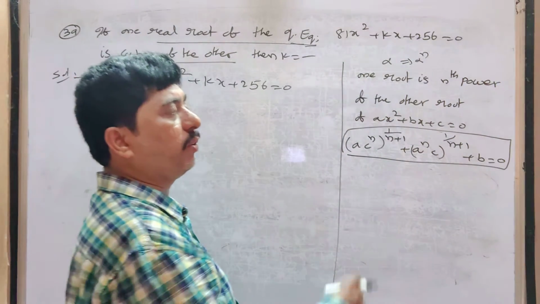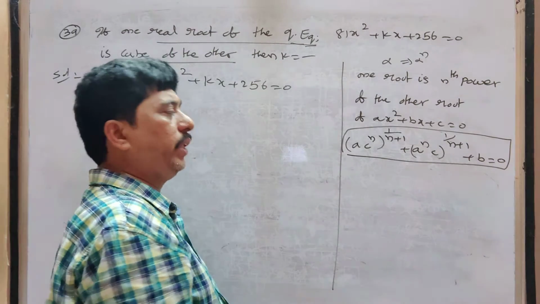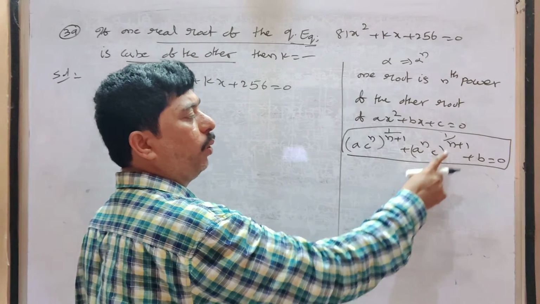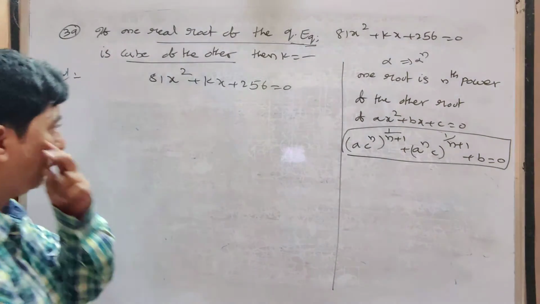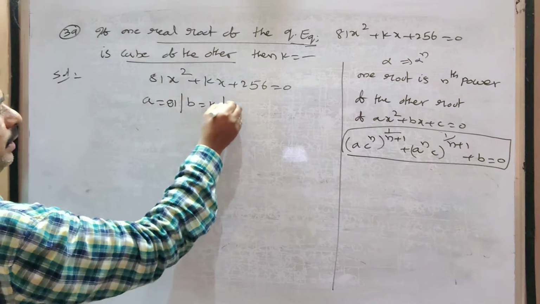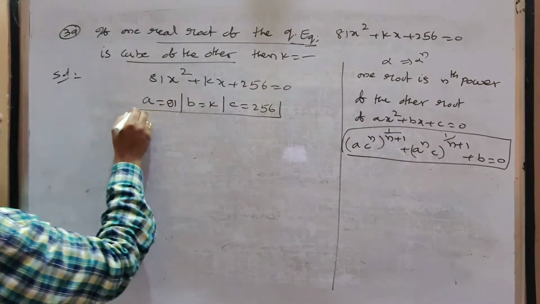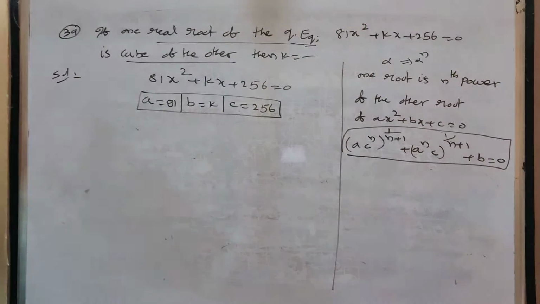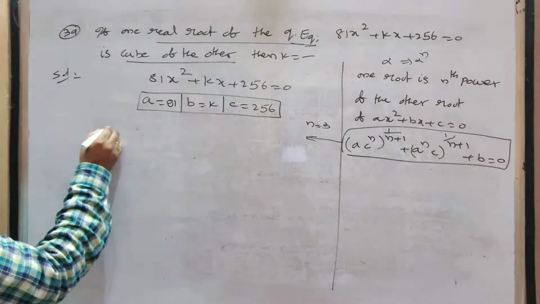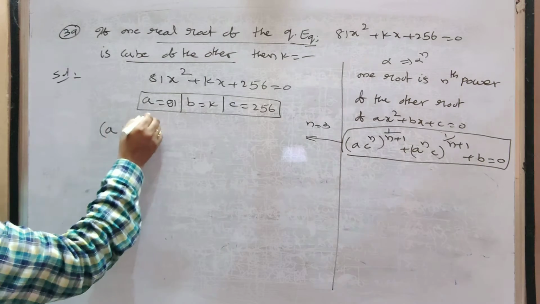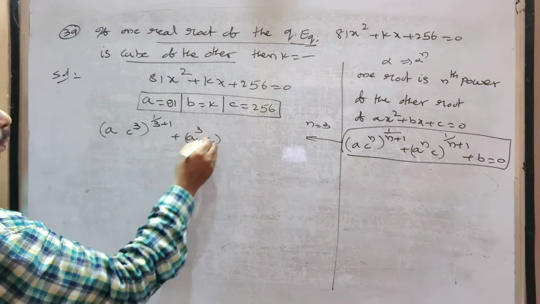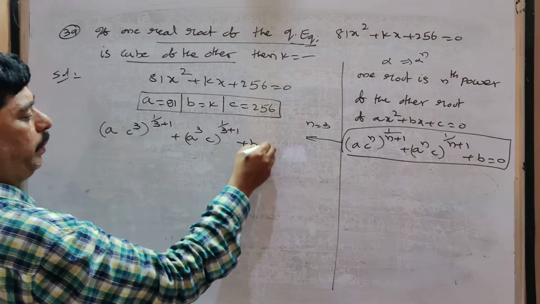Now, coming to the nth power of the other, the condition it satisfies is (a times c to the power n) whole power 1 by n plus 1, plus (a power n times c) whole power 1 by n plus 1, plus b equals 0. A value is 81, b value is k, c value is 256. In place of n we take 3, since the cube of the other means n equal to 3. Substituting in the condition, (a into c cube) whole power 1 by 3 plus 1, plus (a power 3 into c) whole power 1 by 3 plus 1, plus b equal to 0.